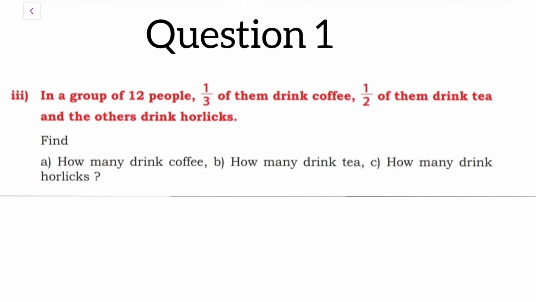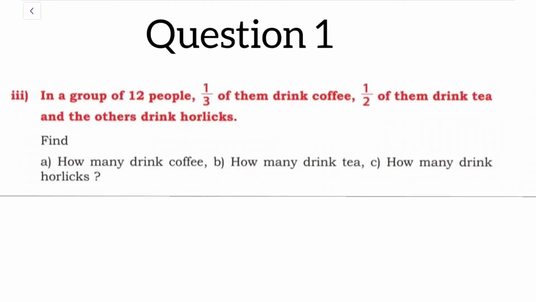Now let's do some word problems. Here's your first question. In a group of 12 people, 1/3 of them drink coffee. That means 1/3 of them drink coffee. 1/2 of them drink tea. That means half of them drink tea. And the others drink Horlicks. Find out, first one, how many drink coffee? Second one, how many drink tea? And third one, how many drink Horlicks?